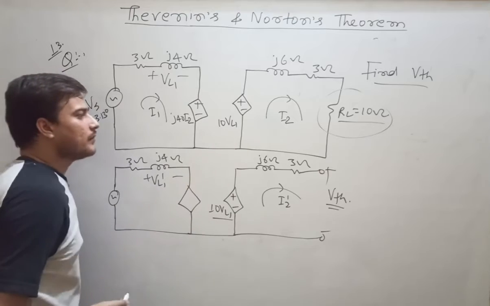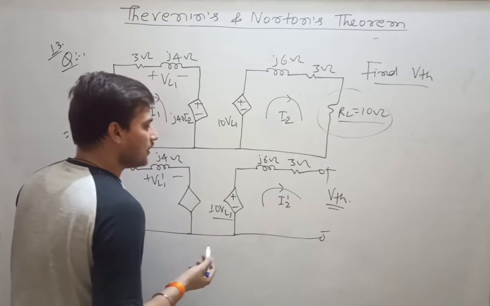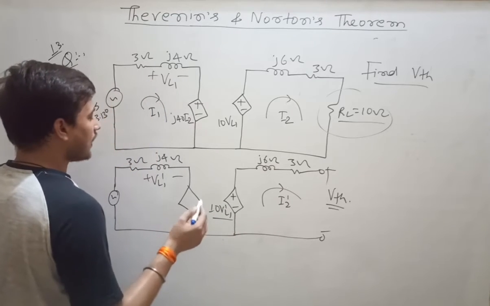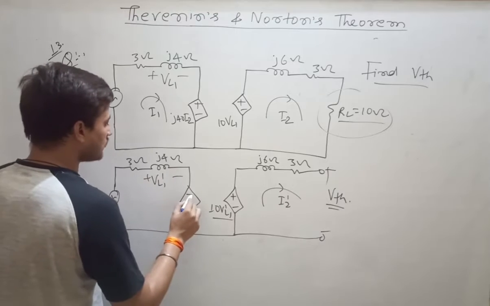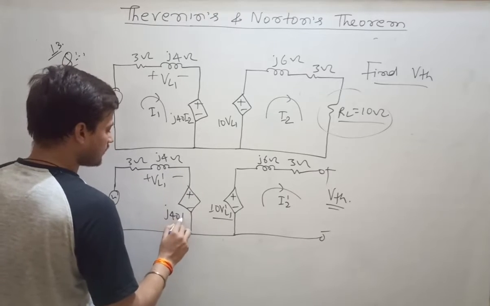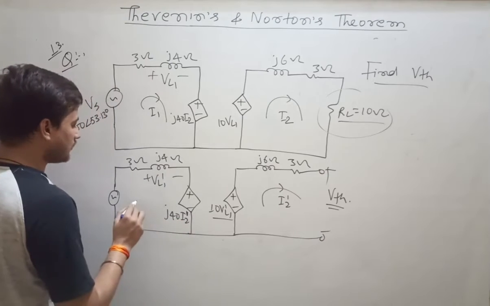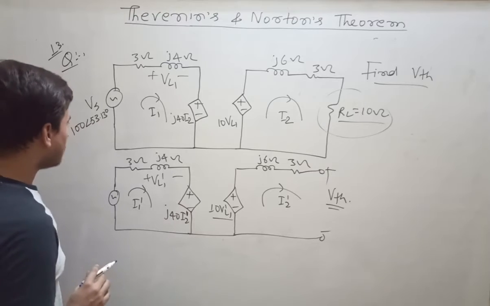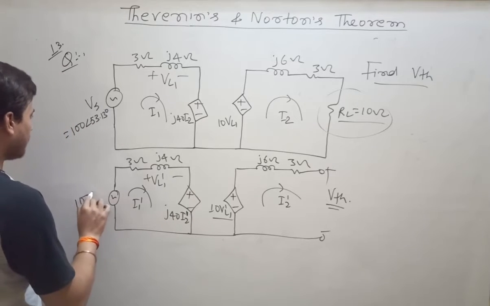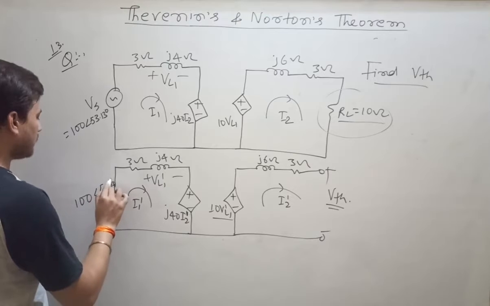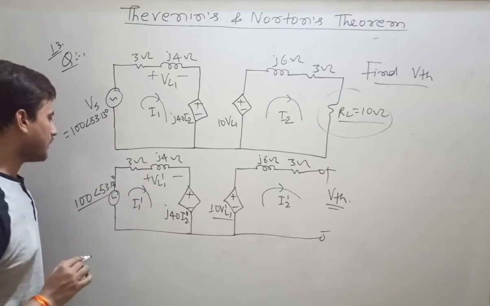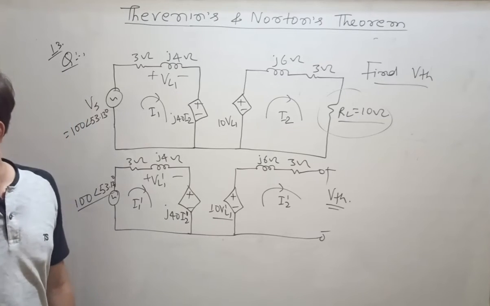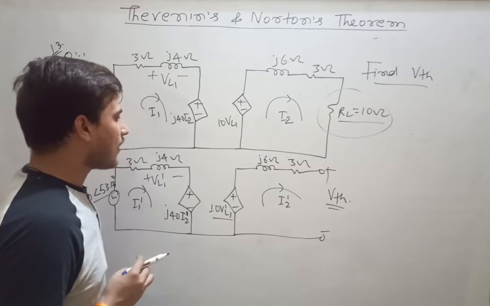Since you have made one change in the network, VL1 will be replaced by V dash L1, and I2 will be replaced as I2 dash. So here it will be j40 I2 dash. This current will be I1 dash and this current will be I1 dash. This is 100 at the angle 53.13 degrees. Clear? Now we have to find VTH.